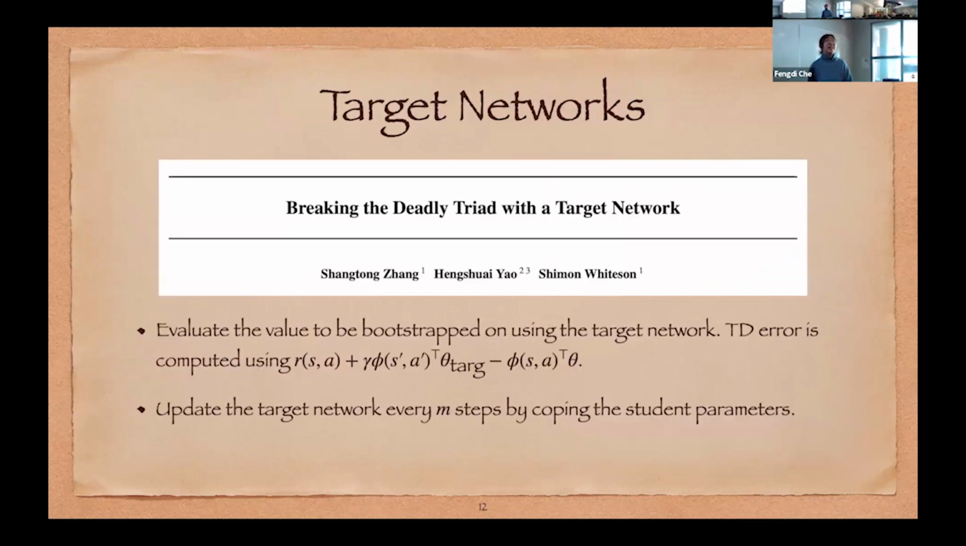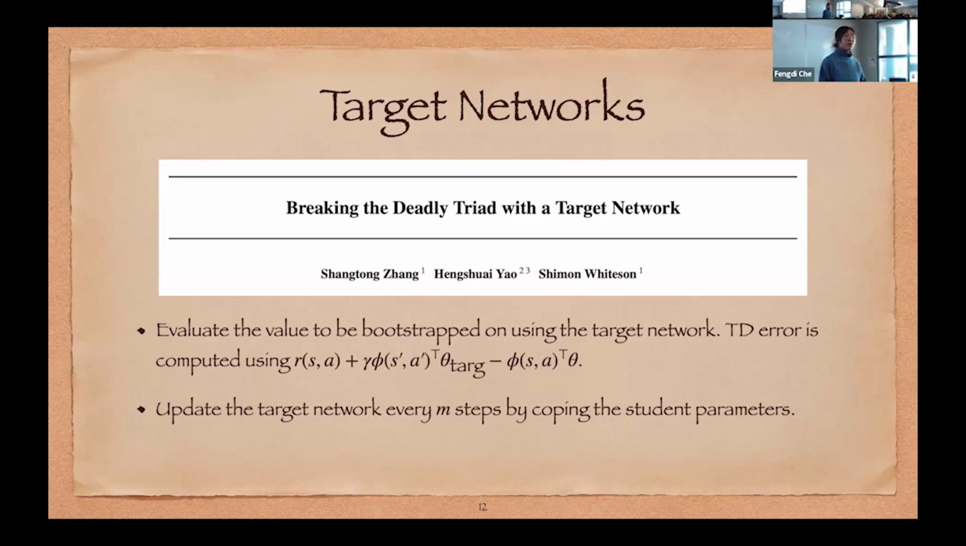So what solution can we have? Some people say, oh, let's use a target network. It was introduced first by deep reinforcement learning people, and they observed that it improves the stability empirically. We also have a theory work telling us that the deadly triad can be broken with a target network.